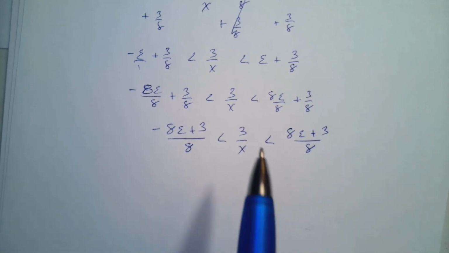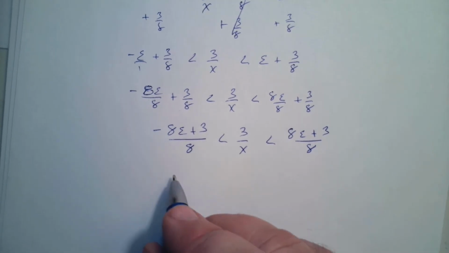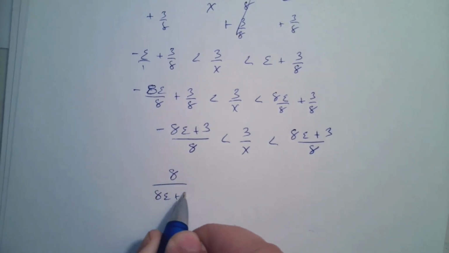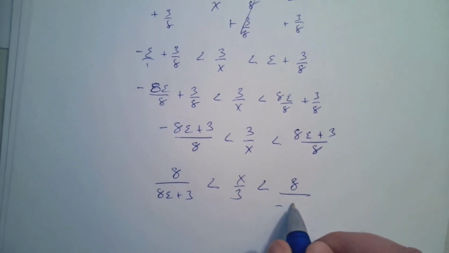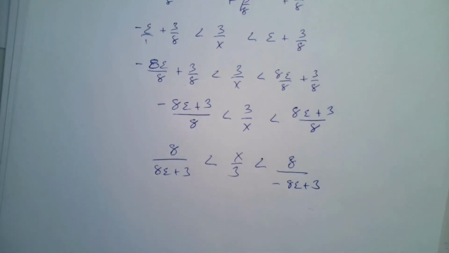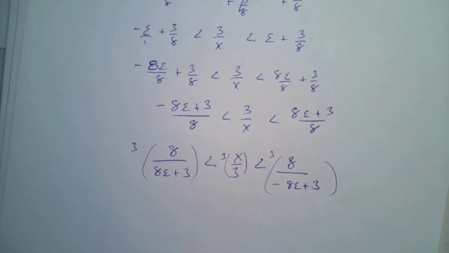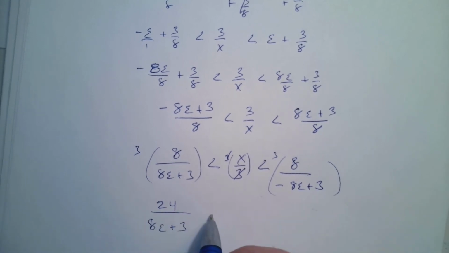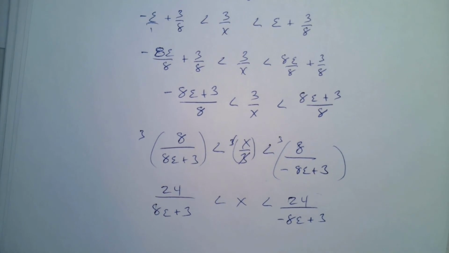Now since I want to solve for x, I have to flip the inequalities. But whenever I flip them, I change the direction of them. So I have 8 over 8 epsilon plus 3. Now I multiply everybody by 3. To solve for x, I got 24 over 8 epsilon plus 3, and 24 over negative 8 epsilon plus 3.